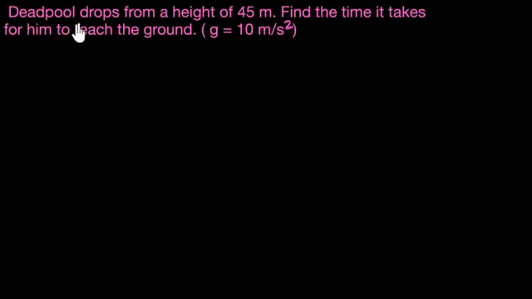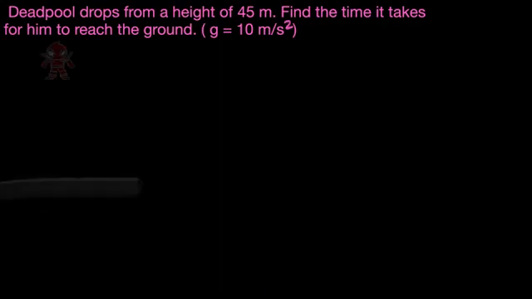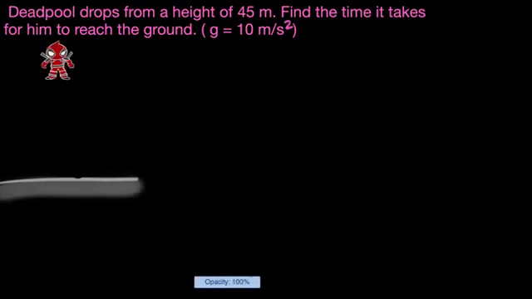We have Deadpool who's dropping from a height of 45 meters. So let's draw a diagram. Here's our Deadpool, a superhero who always puts his maximum efforts in catching bad guys. He's dropping from a height of 45 meters. That means this height is 45 meters. We need to find the time it takes for him to reach the ground. So how do we solve this?